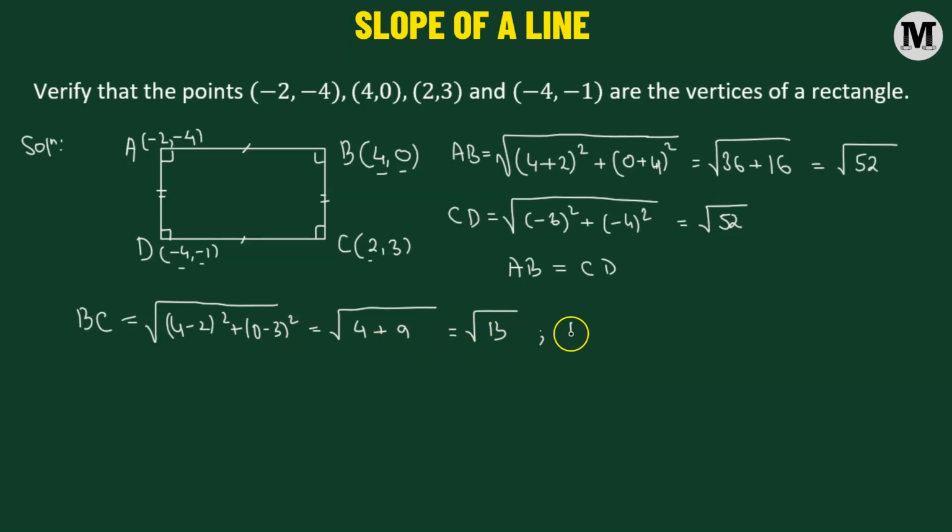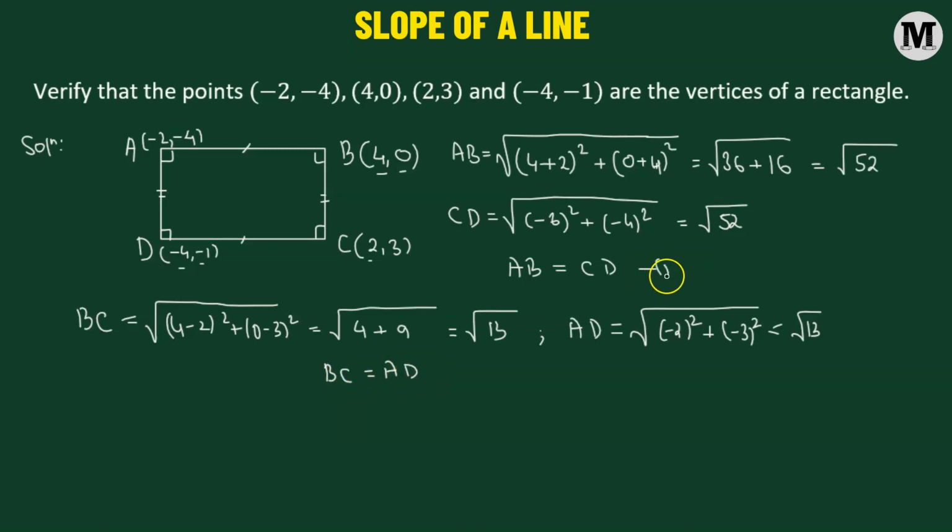We can also find the length of side AD. So that will be equal to, we'll take the square root. We need the difference of the x coordinates. So -2 minus -4, that means we have 2 squared, added to -4 minus -1, that means we have -4 plus 1, which is simply -3 squared. So this is also going to give us a value equal to square root of 13. So we have also shown that side BC is equal to the side AD.